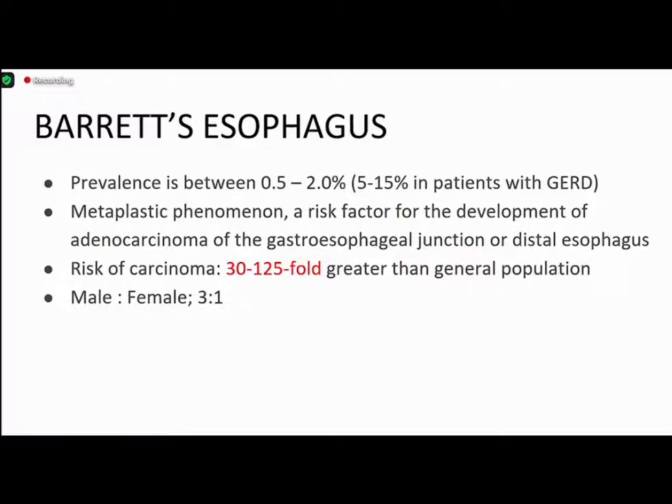Now I will talk about Barrett's esophagus, which is a precursor lesion for the development of esophageal adenocarcinoma. Its prevalence is about 0.5 to 2%, and it's higher in people who have GERD-like symptoms, about 5 to 15%. It's a metaplastic phenomenon and a risk factor for the development of esophageal adenocarcinoma of the GE junction or distal esophagus. This risk of carcinoma increases about 30 to 125 fold compared to the general population. The disease is more prevalent in males compared to females, with a ratio of about 3:1. The incidence of Barrett's esophagus is further increasing, and it's now believed that approximately a 5% yearly increase is seen due to lifestyle modification, obesity, and dietary habits.